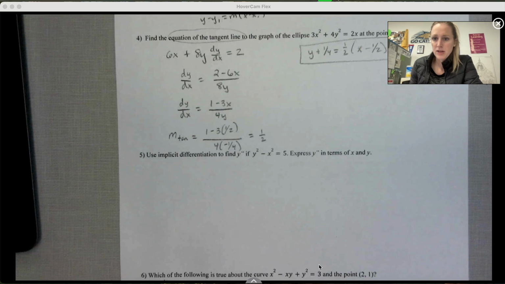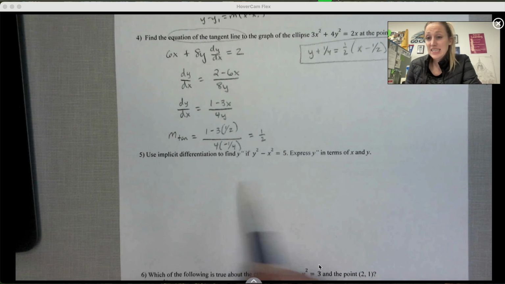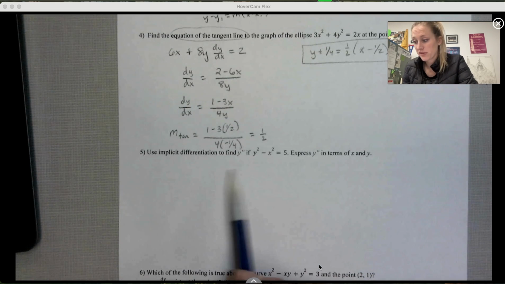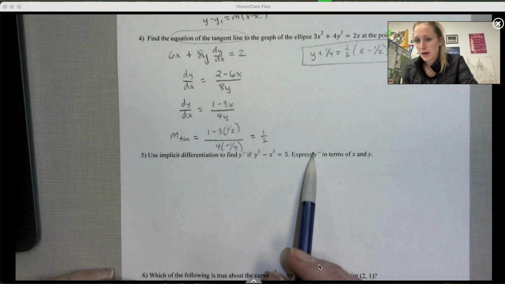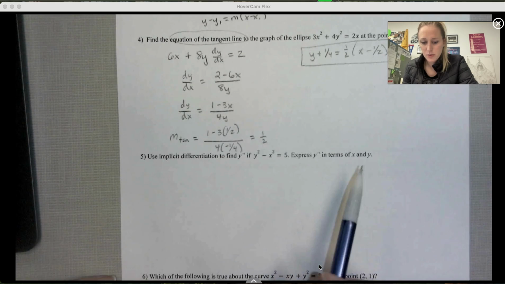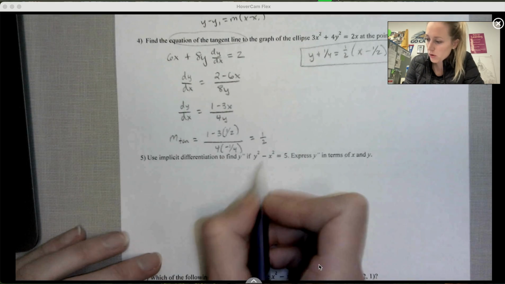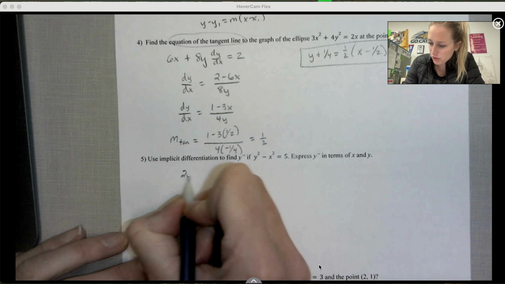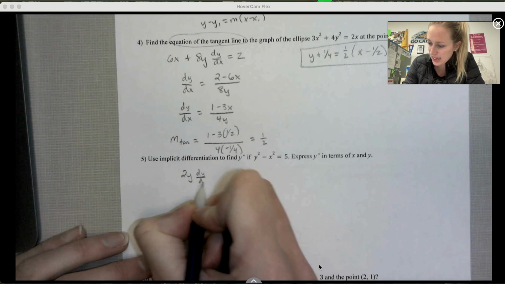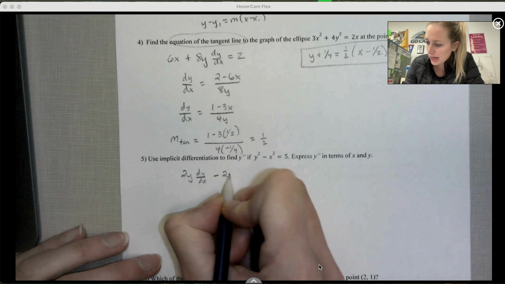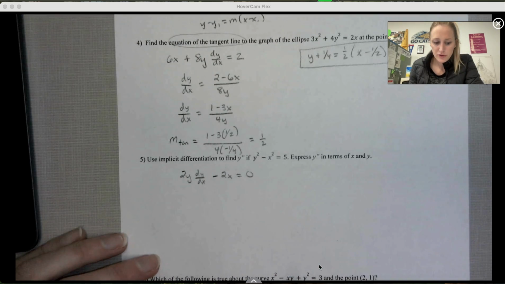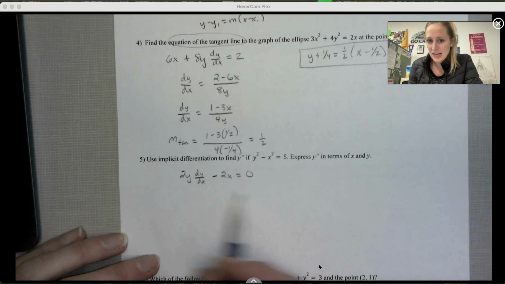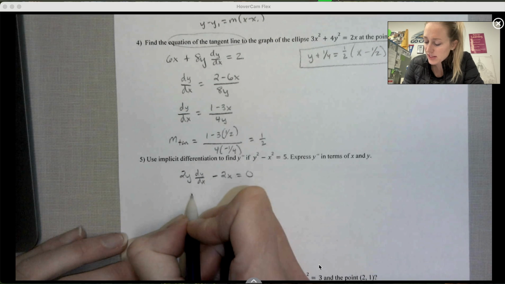Okay, number 5. Now we're going to find a second derivative using implicit differentiation. Okay, so we're finding y double prime expressed in terms of x and y. We're going to start the same way. We've got to find the first derivative first. So I'm going to do 2y using the power rule, but got to include dy dx, minus 2x equals 0. Okay, so I'm going to do the same thing I've been doing before. I'm going to get dy dx by itself. So I'm going to add the 2x and then divide by 2y.